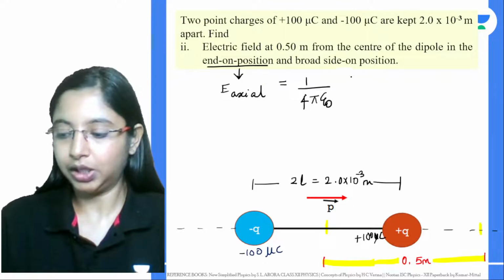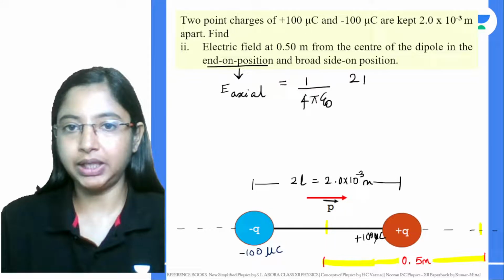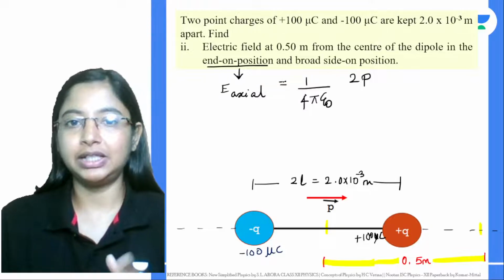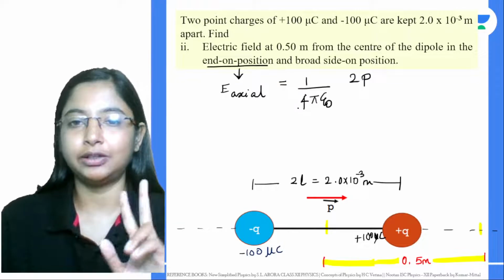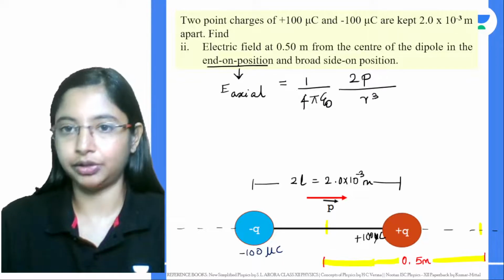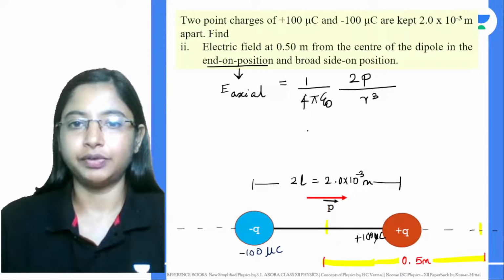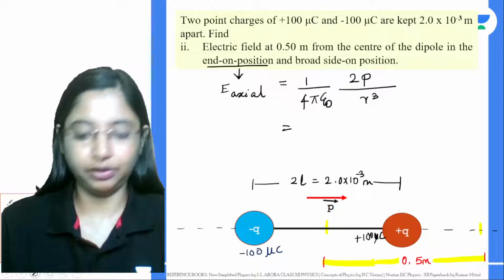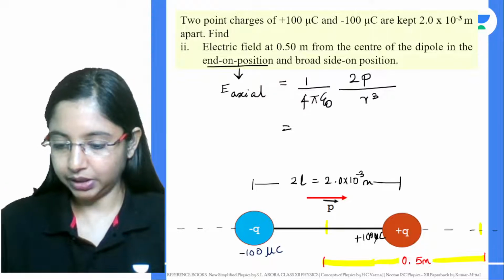Okay, now the axial point. The equation is twice the dipole moment, right? Actually the axial field equation will be twice that of the equatorial plane. So at this point it is 2p divided by r cube, that is the equation. So we just have to substitute for this, 1 by 4 pi epsilon naught. What is the value of 1 by 4 pi epsilon naught?